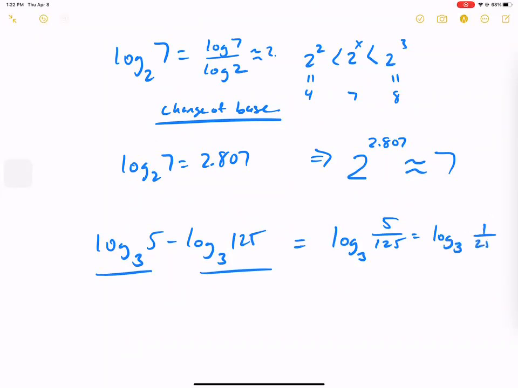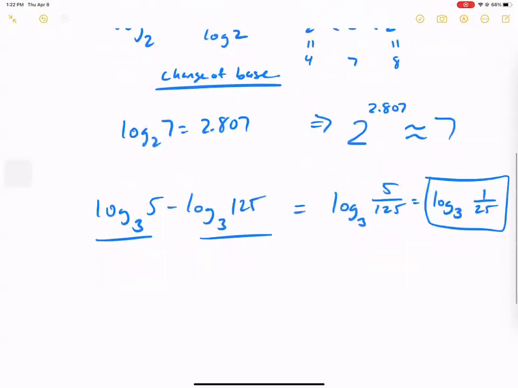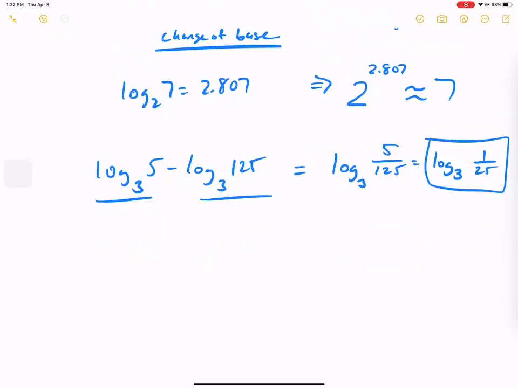1 over 25, because the 5s and the 125 divide out. And then I could type this into my calculator. Now, I want you guys to practice this real quick on your calculator to make sure you can get the right answer. If you have a nice $10 calculator, you can just type that in as you see it.